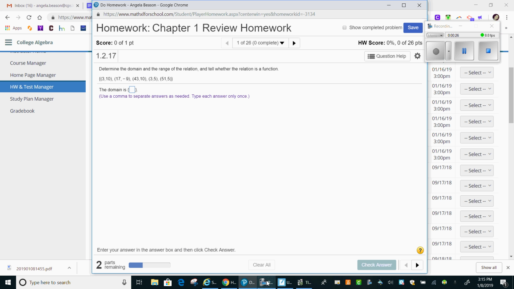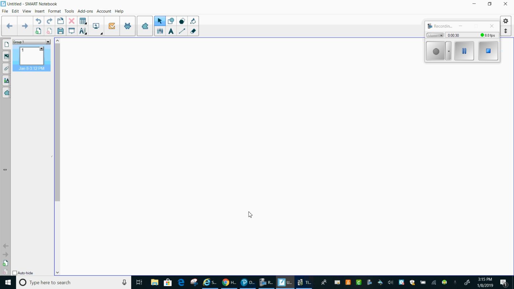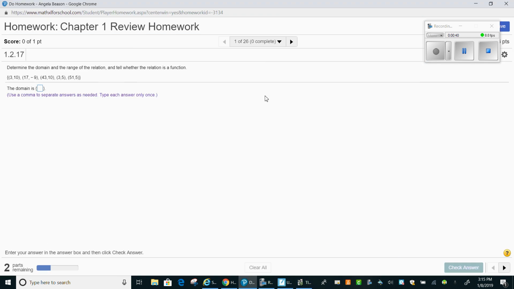Also, I have my calculator ready to go here on the screen. I have a blank sheet of paper where I can write some things out if needed. So we're going to start on this review and do a few problems. There are 26 problems on the review, so I don't know how many I'll get through in this first example. So we have a set of numbers here.